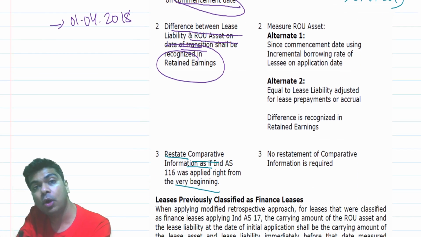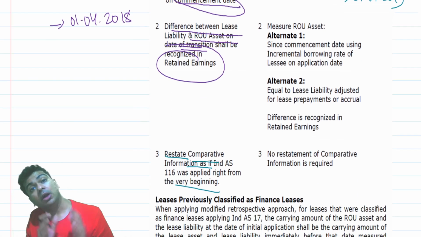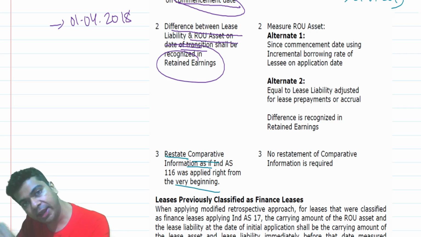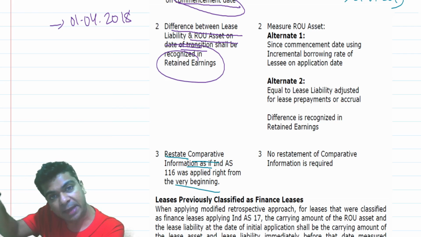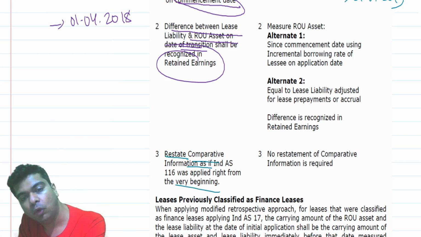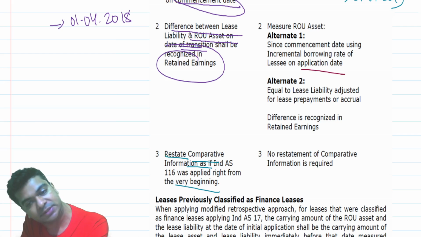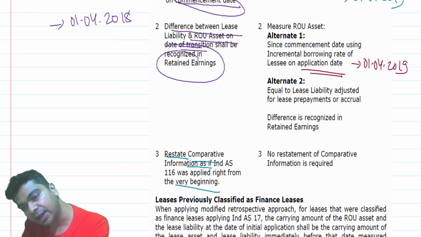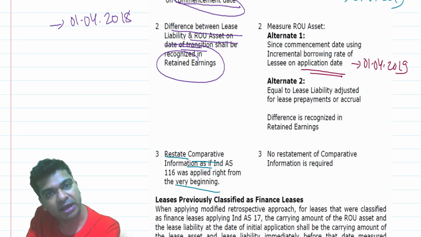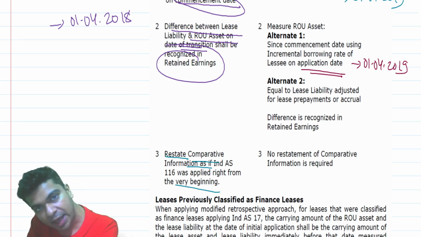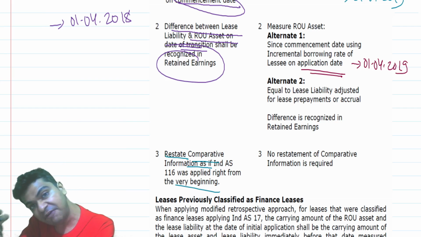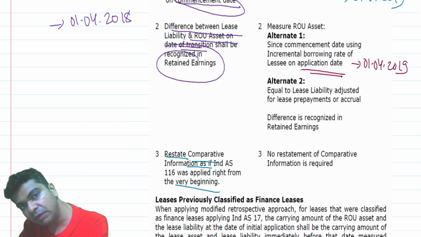For ROU asset, now two alternatives are given. Alternative one, I will again find out that, okay, what was the ROU asset 5 years back? But the discount rate will not be 5 years back. Discount rate will be on the application date. So, first alternative for ROU asset, since commencement date using incremental borrowing rate of lessee on application date, 1st April 2019. You had entered into a lease agreement 5 years back. So 5 years back, find out what was the ROU asset. But do not use the discount rate 5 years back. Discount rate should be the rate prevailing on the application date.